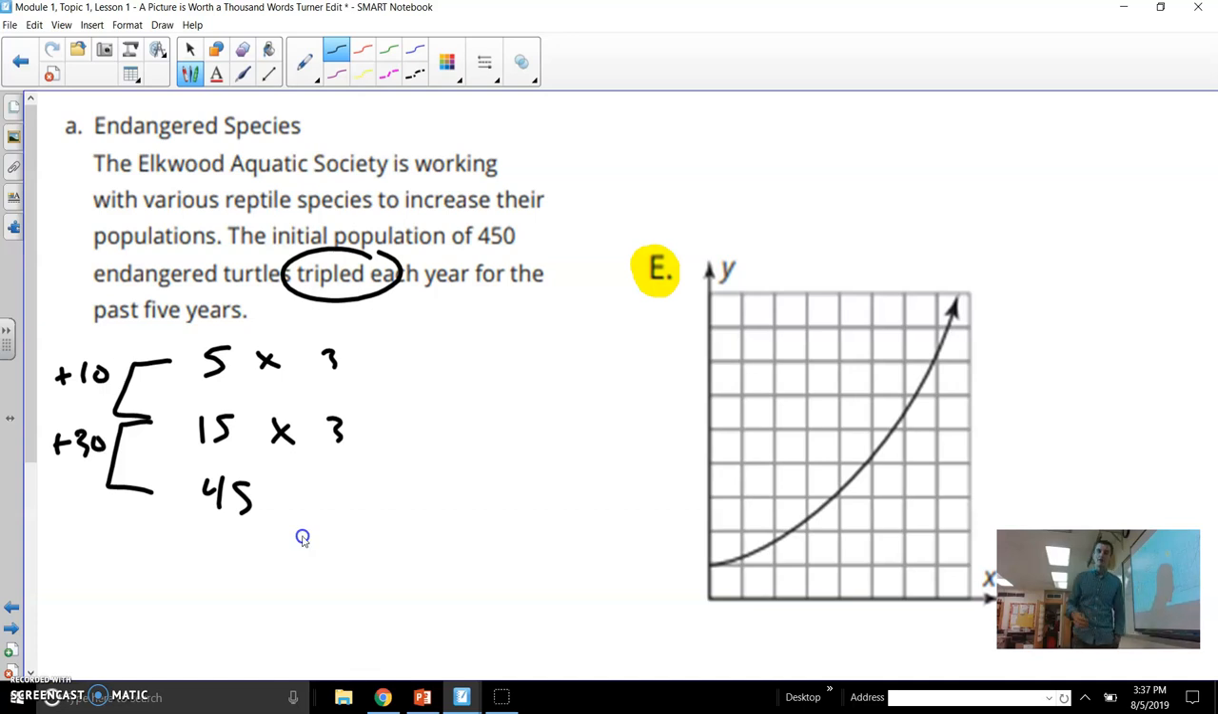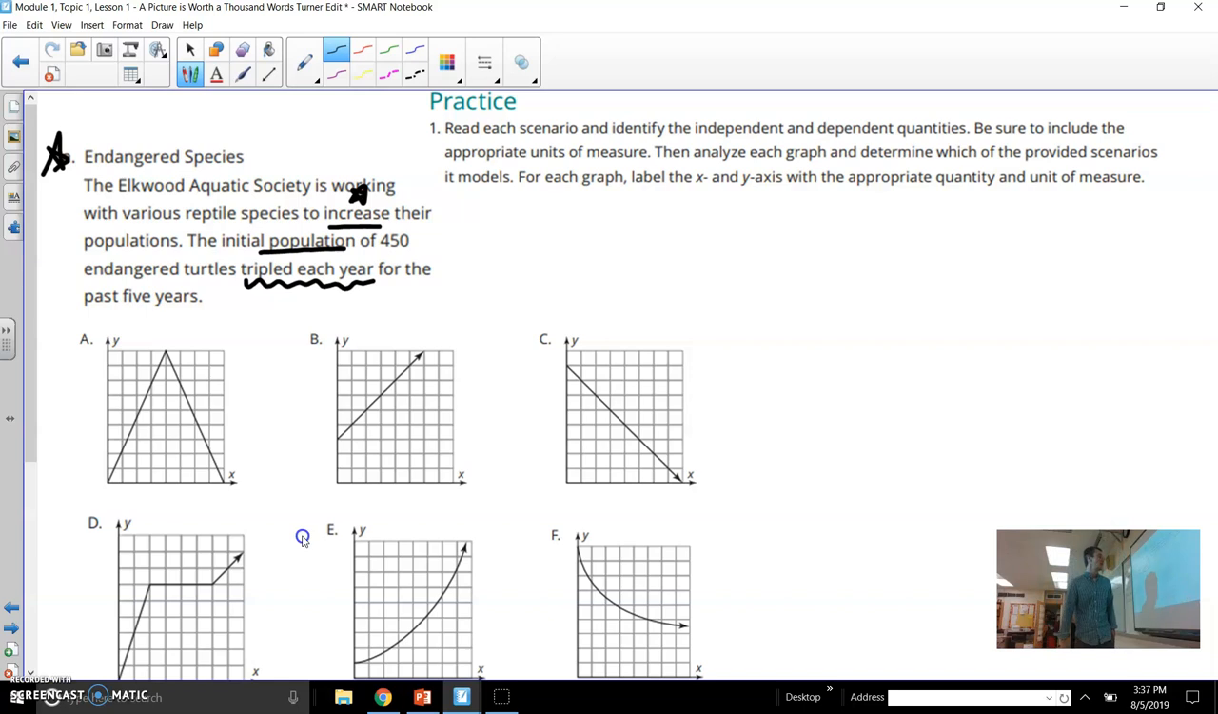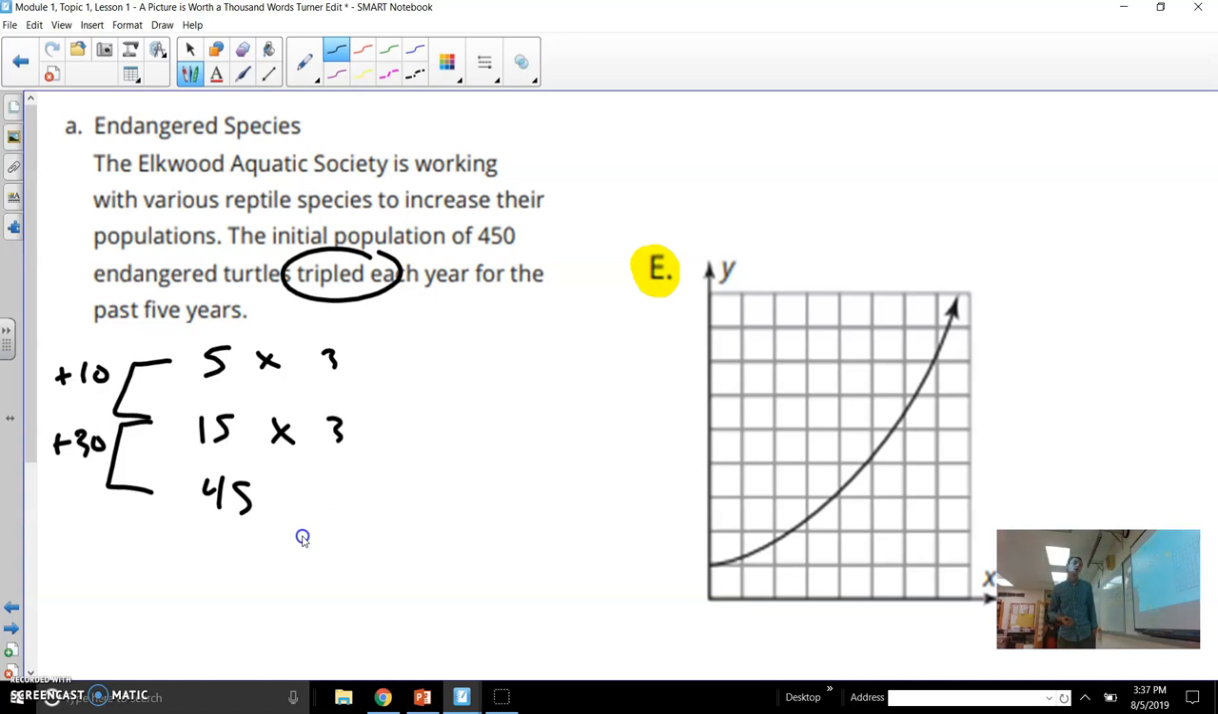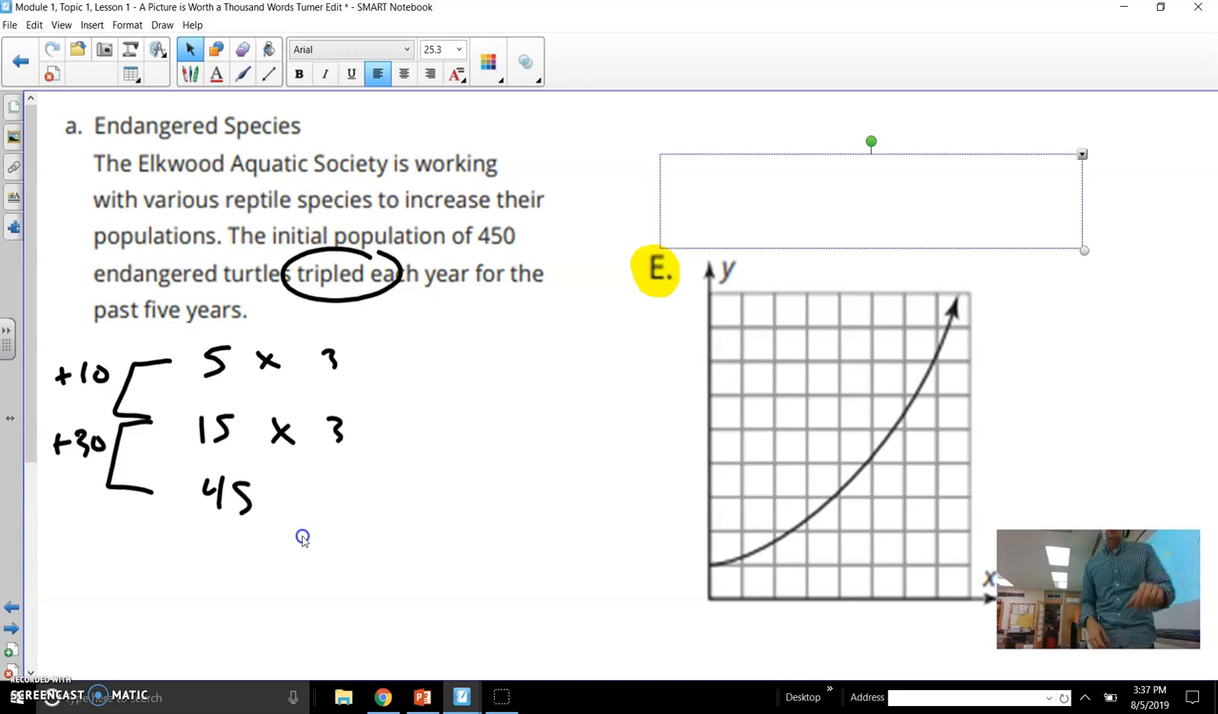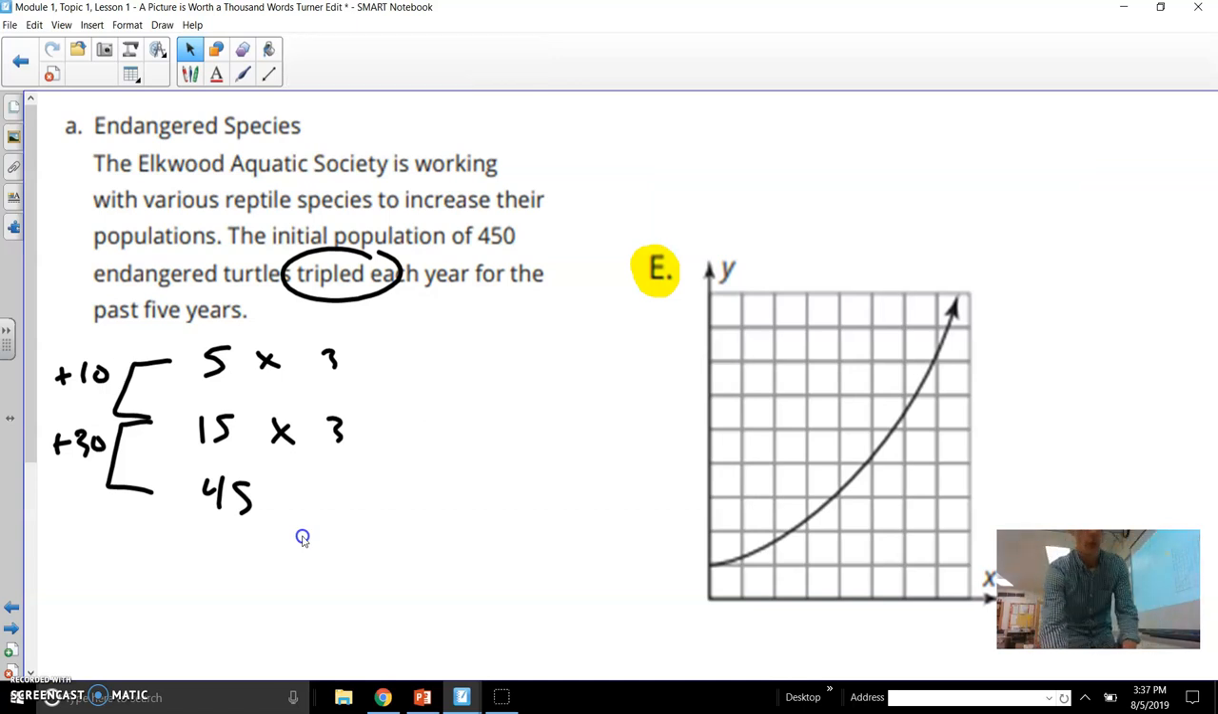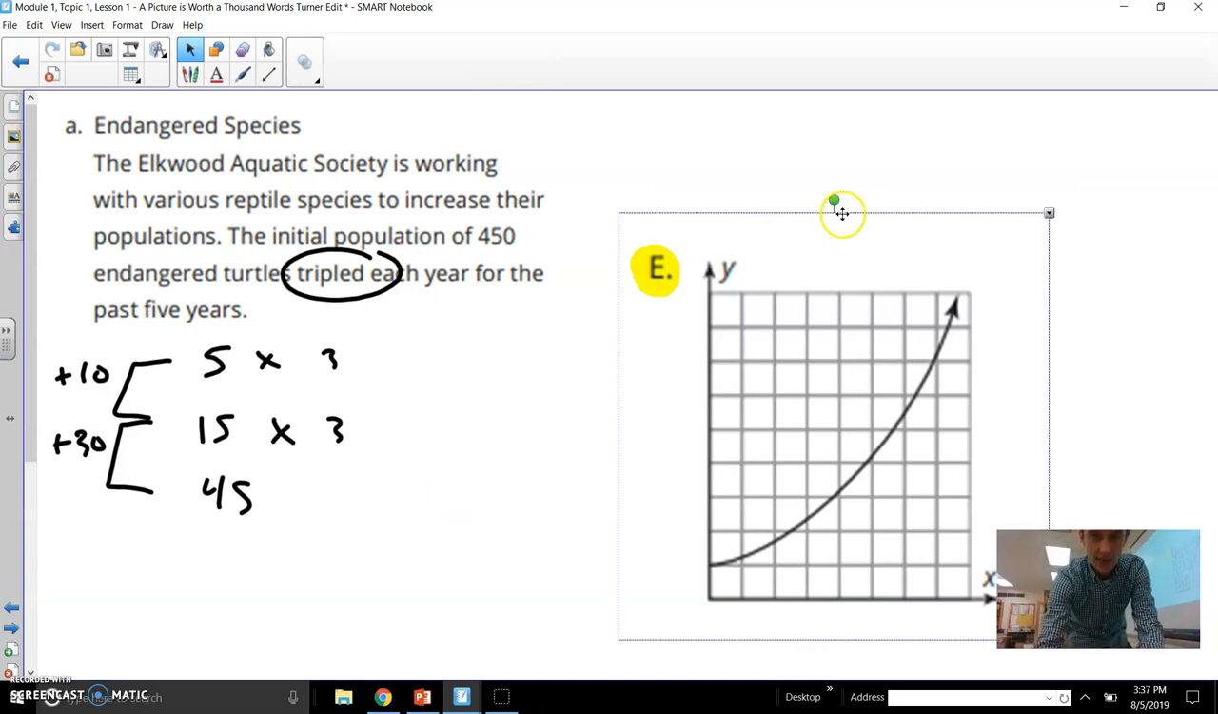So that's why I don't necessarily want to pick one that goes up in a line, because that seems to me to be going up by the same amount every time. But when you triple something, or quadruple or double, really the distance is going to get further and further away from your initial value rather quickly. So let's think, we've got to know our labels here. So that first label I think we'll go with is endangered species.